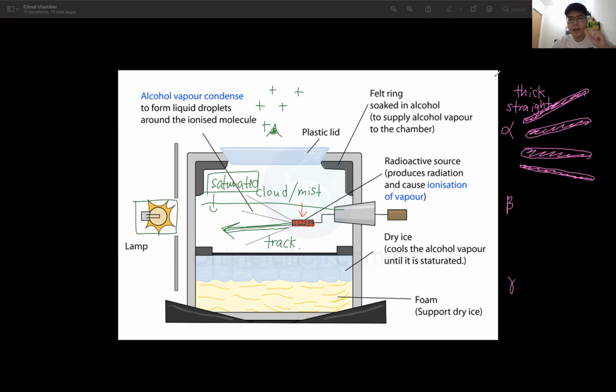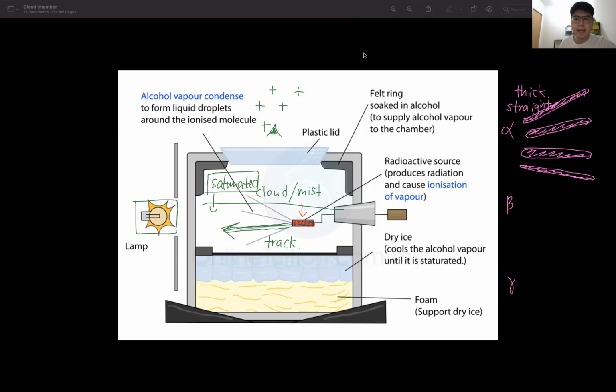Why is it straight? Because when the alpha is moving in air, the mass of alpha is quite high, it is the nucleus of helium, so it is hardly deflected. So it goes in a straight line like that. That is why it is straight. And why is it thick? It's thick because its ionizing power is very high. So many droplets are formed here, so it forms a thick cloud. So it's the easiest to determine. When you see a thick one, that's alpha. So one alpha comes out, then you see one trace. Two alphas come out, you see two traces.